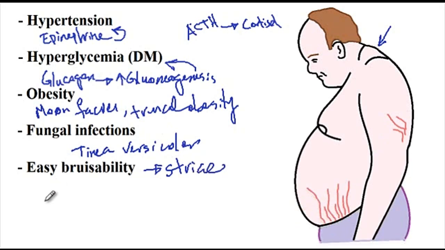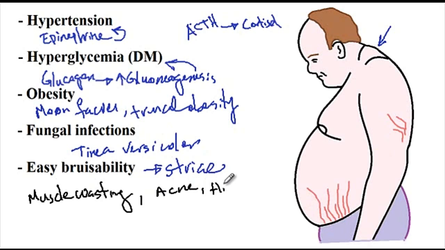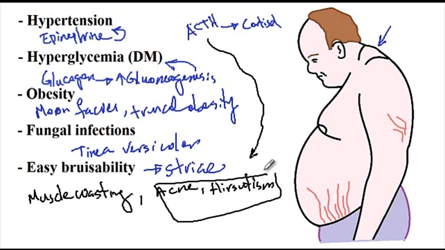In addition, patients with Cushing disease can also present with muscle wasting. Due to the catabolic effects of cortisol, they can also present with acne, as well as male pattern hirsutism due to the elevated levels of androgen. So ACTH can also act on the adrenal cortex to increase the levels of androgen.